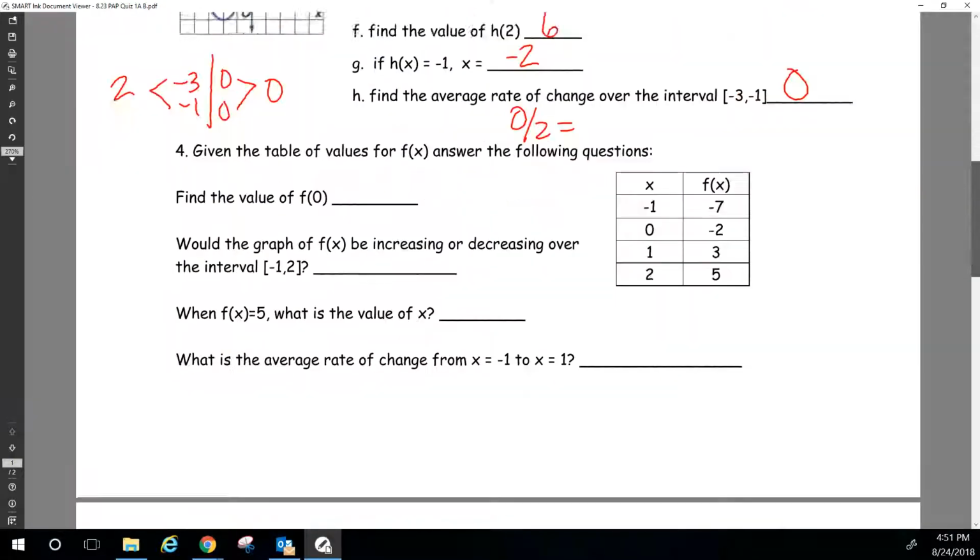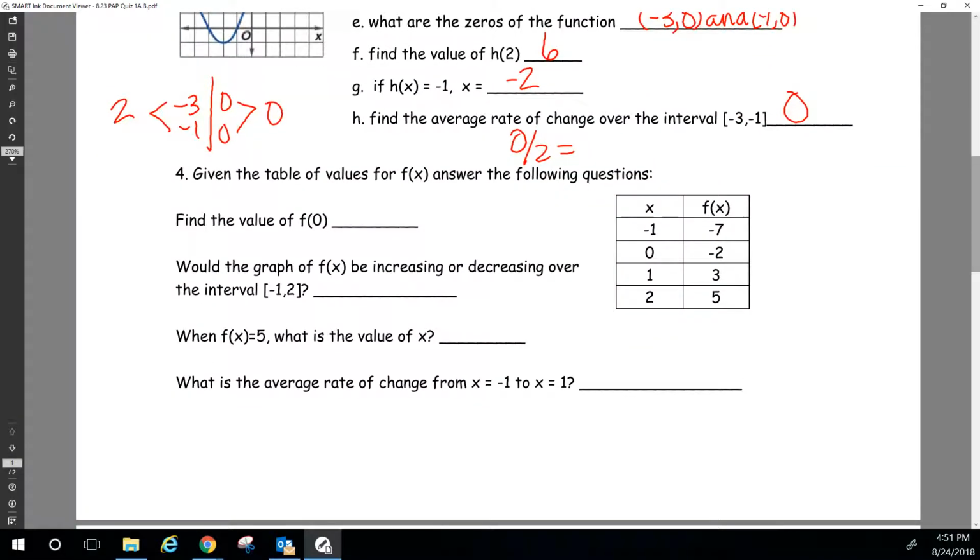All right, number 4. This time we've got a table, and they're asking us similar kinds of questions. So first, find the value of f of 0. F of 0 is when x is 0. The y value when x is 0 is -2. Over the interval from -1 to 2, what are our y's doing? They are increasing. They're going from negative to positive, so they're increasing.